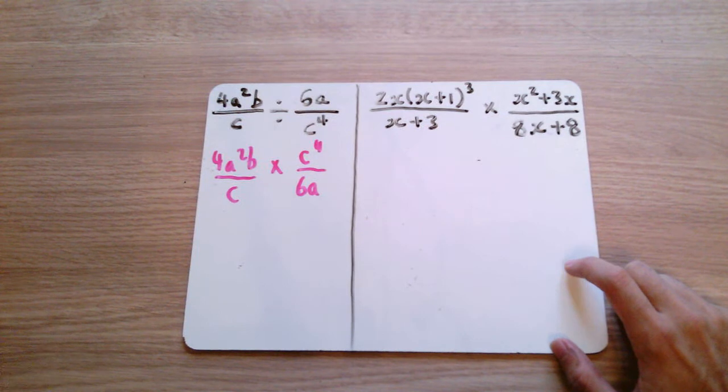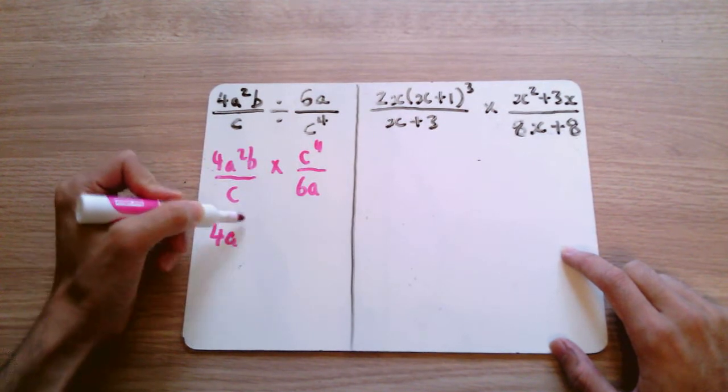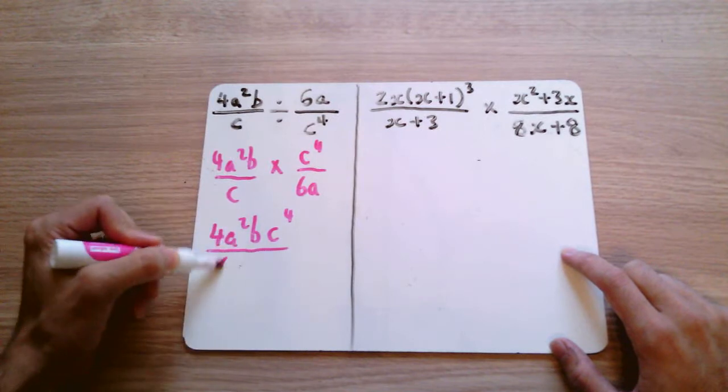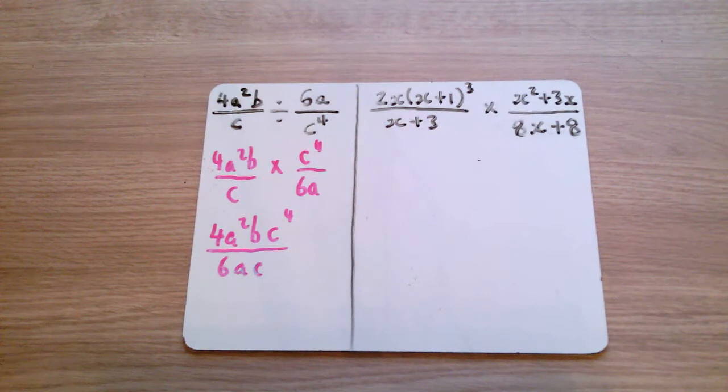When we multiply fractions, we said you simply multiply the numerators together and multiply the denominators together. So that gives you 4a squared b c to the 4 divided by 6ac. Now, having multiplied this through, it's about simplifying down and cancelling things out.